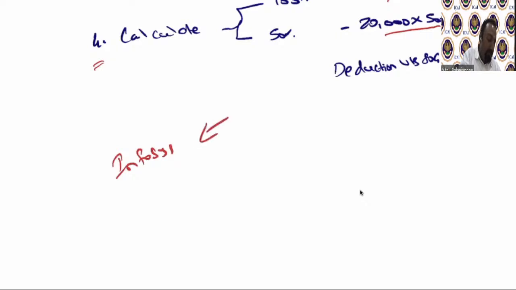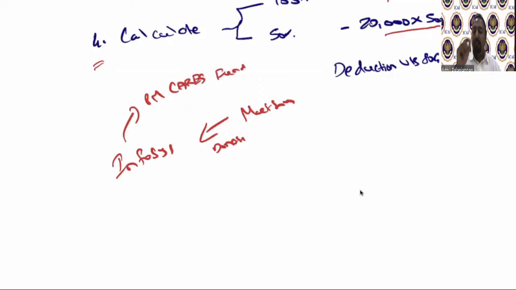So I pay to Infosys. Let's say me, Muthu, will donate to Infosys. Infosys will donate to PM Cares Fund. Okay. Now, for every donation, I must have a valid receipt.